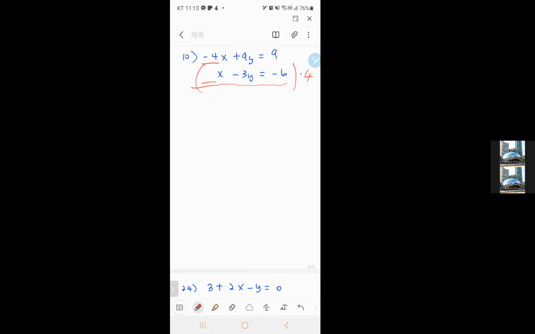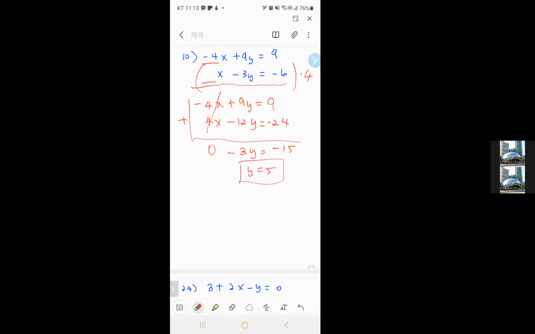So let's rewrite. I'm just going to copy down the top equation. Let me rewrite the bottom equation by multiplying by 4. Right? Now, because these have the same magnitude of coefficient but different sign, I'm going to add them together so they cancel. So 9y plus minus 12y is minus 3y. And 9 plus minus 24 is actually minus 15. And my y is 5.